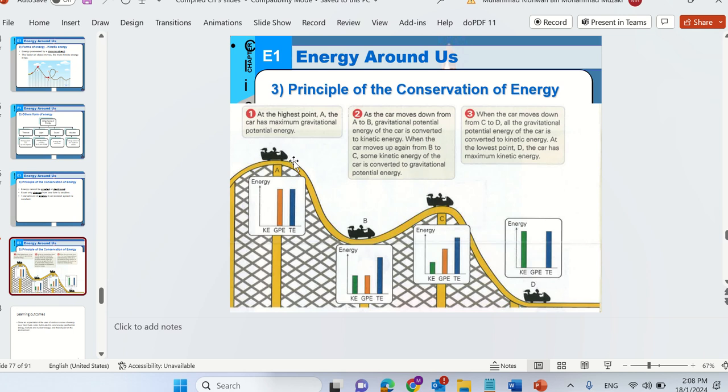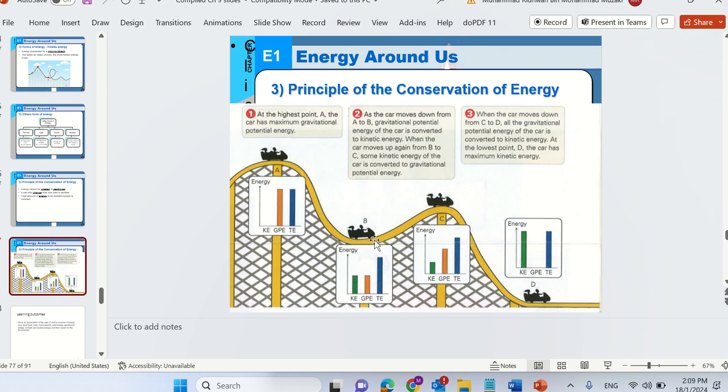Now the moment it starts to go down, the gravitational potential energy is converted into kinetic energy. At this point here, as you can see, it is still present at the height, so it still possesses gravitational potential energy. But if you notice, the gravitational potential energy has dropped. Where has it gone to? It has been converted to kinetic energy. At this point, it is moving already. The kinetic energy was transferred from the gravitational potential energy.